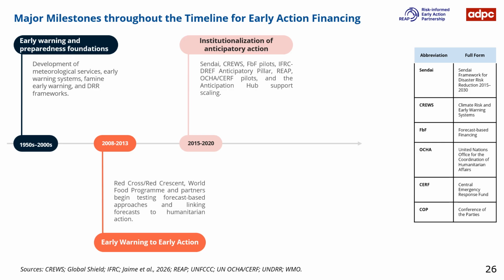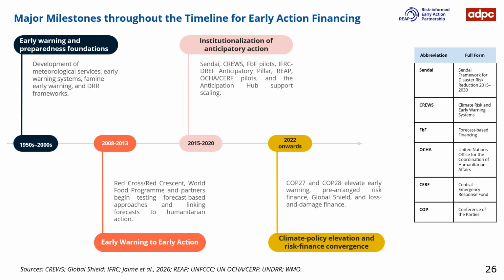From 2015 to 2020, anticipatory action became more institutionalized through the Sendai Framework, CRUISE, Forecast-Based Financing Pilots, IFRC Drift's Anticipatory Pillar, REAP, OCHA Surf Pilots, and the Anticipation Hub. From 2022 onwards, COP27 and COP28 elevated early warning, prearranged risk finance, the Global Shield, and loss and damage finance. Early action finance was not created by one institution or one COP. It emerged from operational practice, humanitarian learning, disaster risk reduction, and climate risk governance.